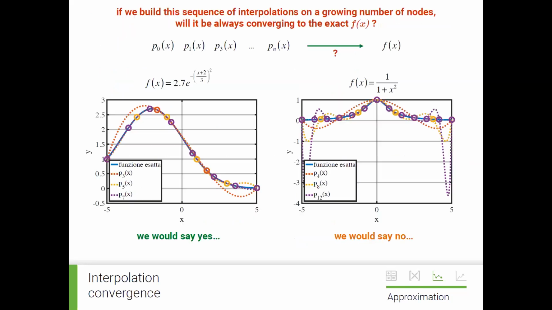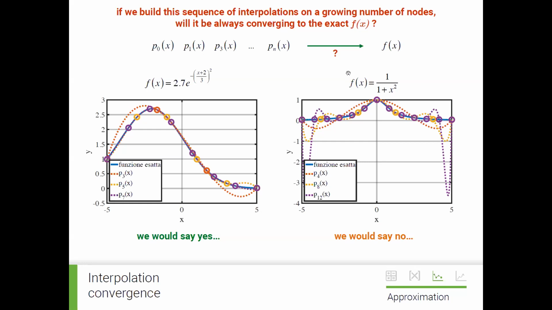Okay, now if we build this sequence of interpolation on growing numbers of nodes, will it always converge to the exact f of x? So your P0, P1, P2, P3, Pn of x, we have growing numbers of nodes from 0 till n, and the question is, will it always converge to f of x?